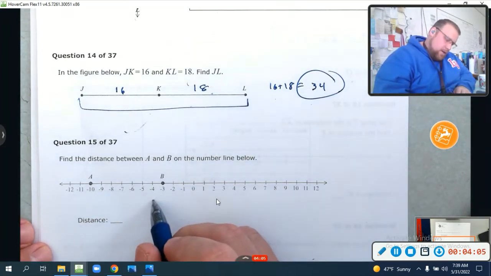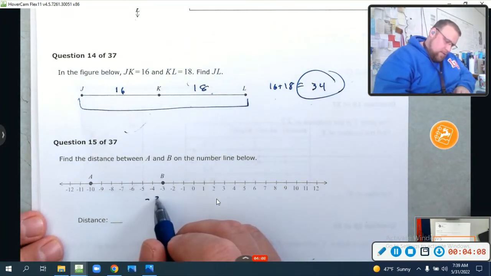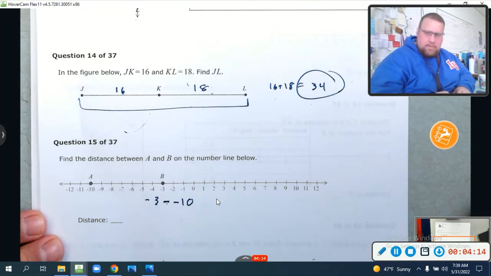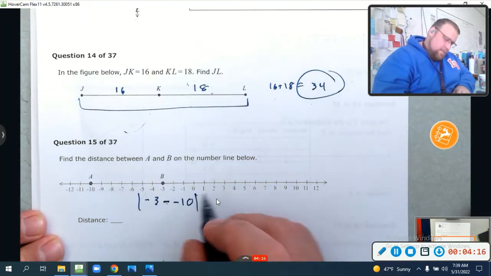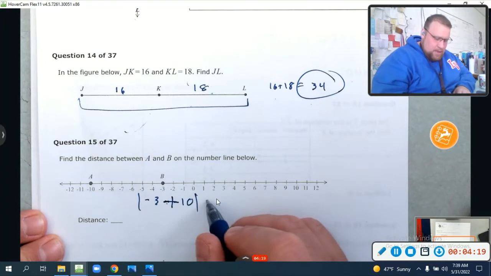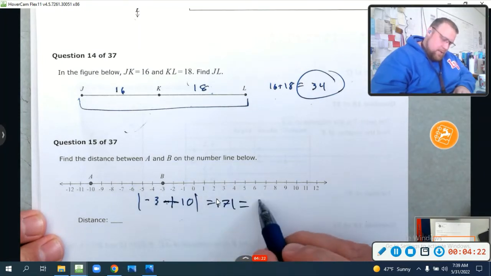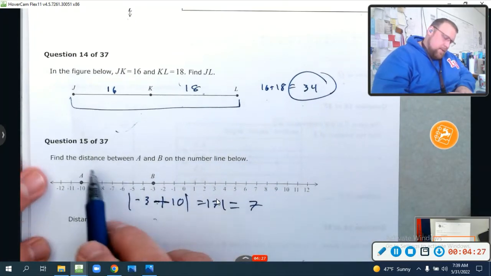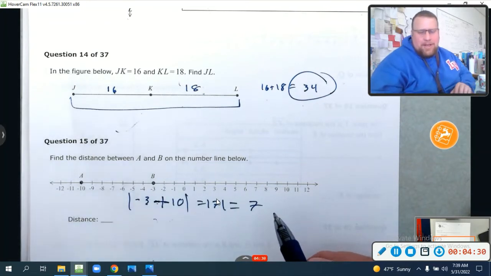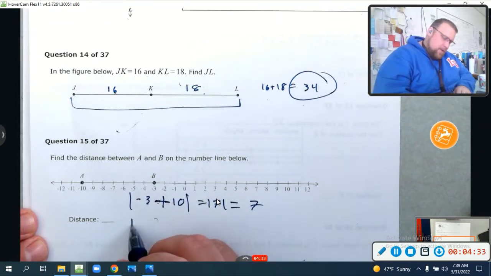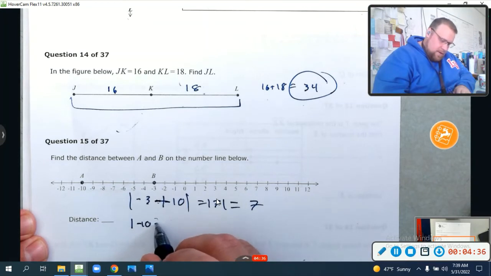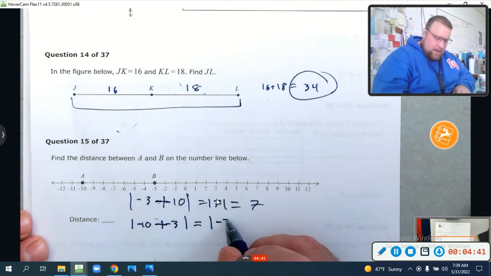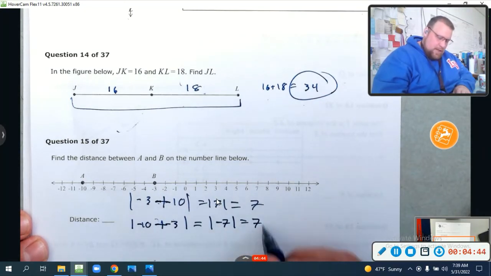You can either say, all right, negative 3 minus negative 10. Okay, absolute value, right? That becomes a plus. Negative 3 plus 10 equals the absolute value of 7, which is 7. You just got to absolute value it because this wants to find the distance, by the way, between A and B. Sorry, I didn't say that. The reason why I put in absolute value is because what if instead I had done negative 10 minus negative 3? That would equal the absolute value of negative 7, which is still 7.